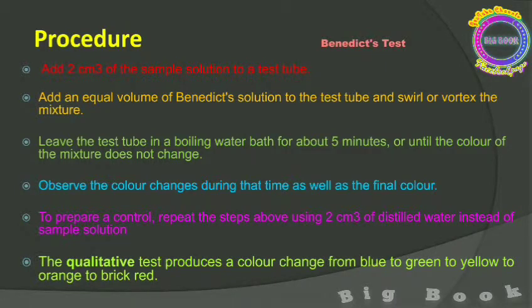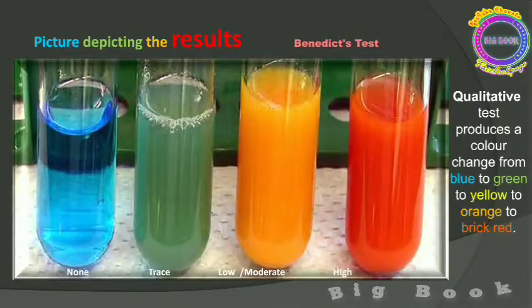Qualitative test in the sense here we are only going to observe whether reducing sugar is present in the sample or not, but we are not going to estimate any amount present in the sample. So here it is only the qualitative test but not the quantitative test. So this is regarding the procedure.